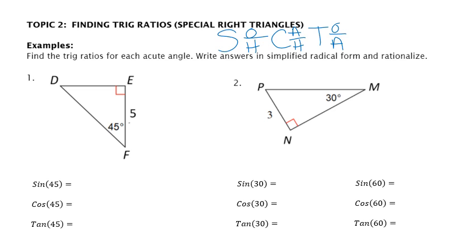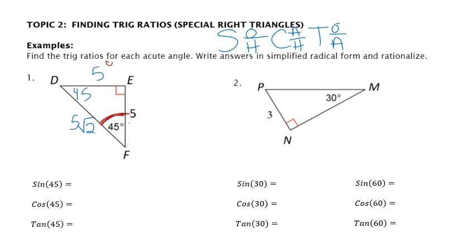So this first one is a 45, 45, 90. So I know that if the leg is 5, the other leg is 5, and the hypotenuse is 5 root 2. And so if I want to find sine of 45 degrees, I can use any of the 45s. They're the same angle, basically treated the same way.